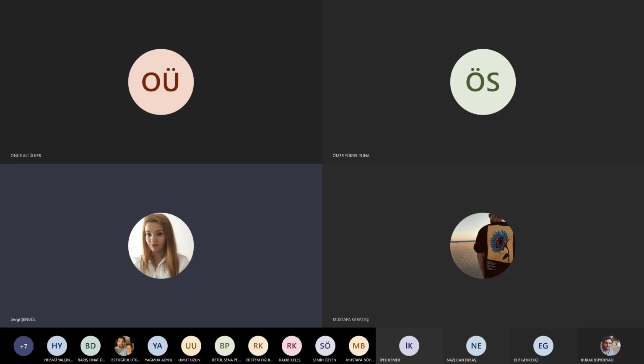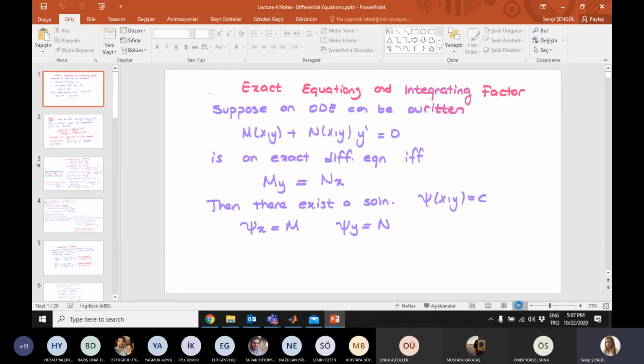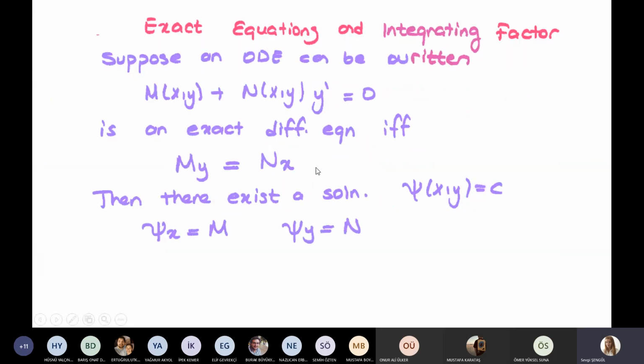Now it's recording. Let's start. Today we will talk about exact equations and Euler formula to be able to solve differential equations numerically.